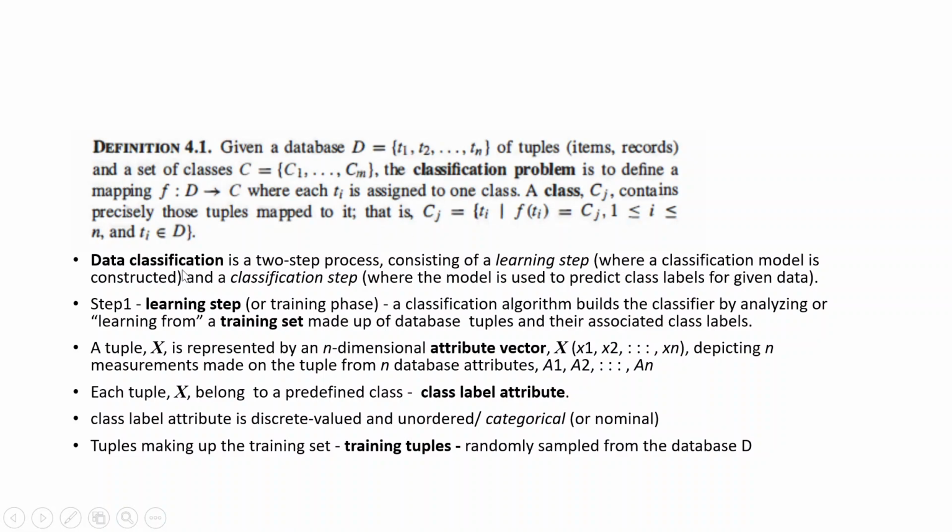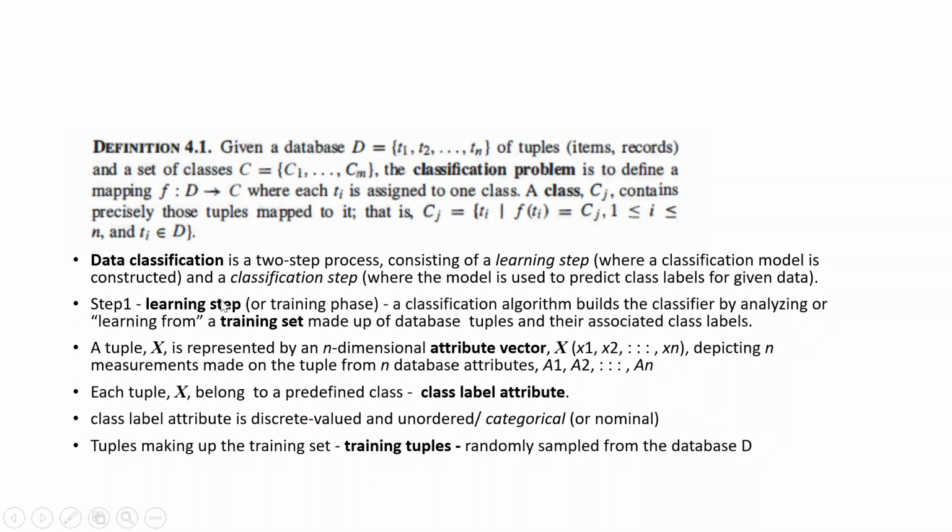Now, data classification is actually a two-step process. We have already come across the training phase and the test phase; I think those terminologies we have already discussed. Data classification consists of a learning step or training step, where a classification model is constructed. The model generation phase, the learning phase or the training phase is there, and finally you have the classification phase, where the model is used to predict the class labels for a given data item.